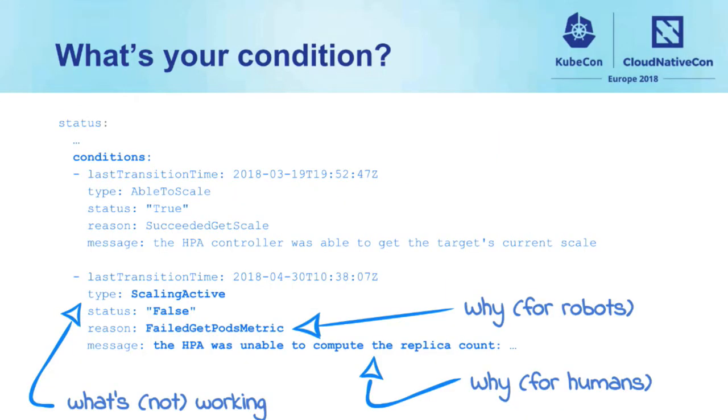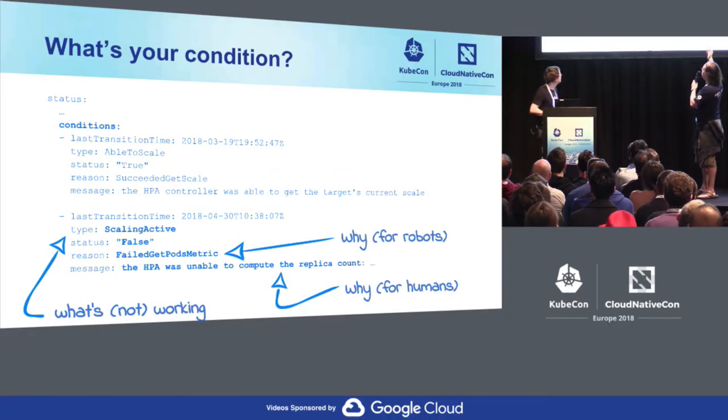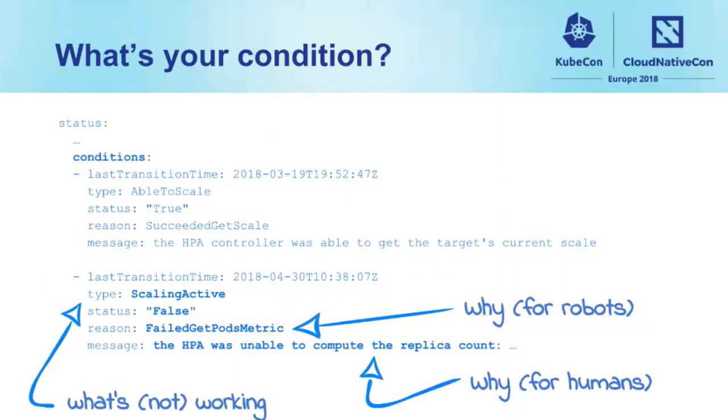So if we take a look at the conditions we have here, we have two. The first one is telling us we're partially okay here. We were successfully able to fetch the scale of the target we're trying to scale. But then we got to trying to actually fetch the metrics, and we failed. We see status false. And the reason is failed get pods metric.